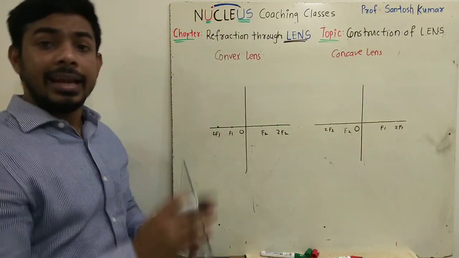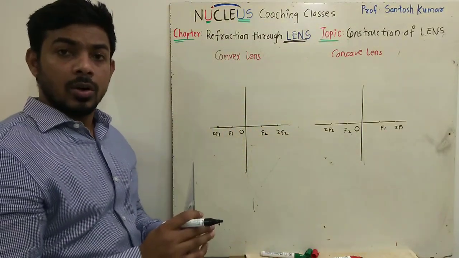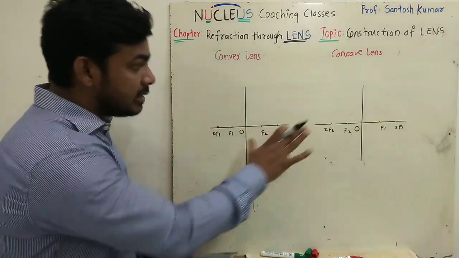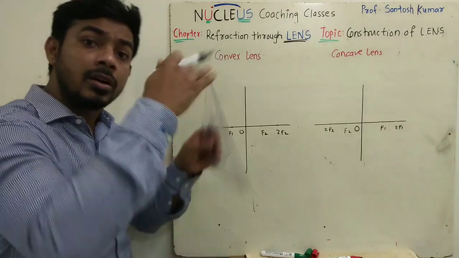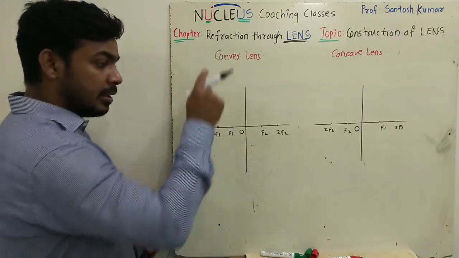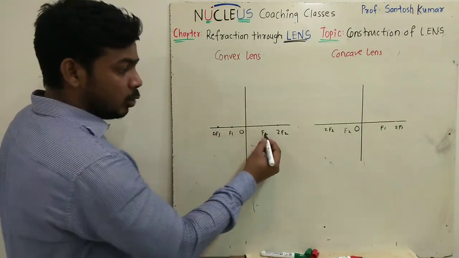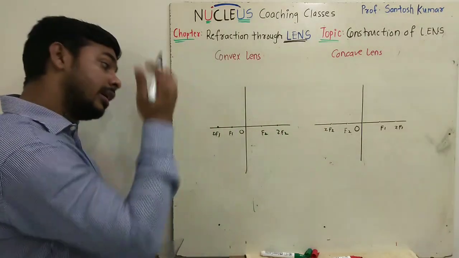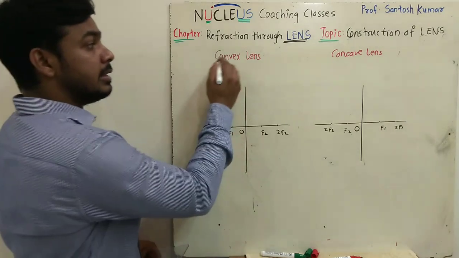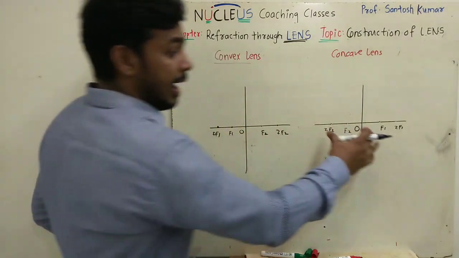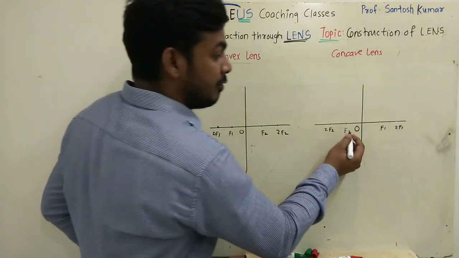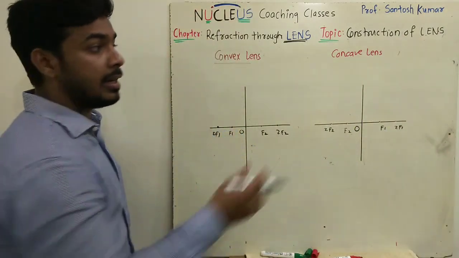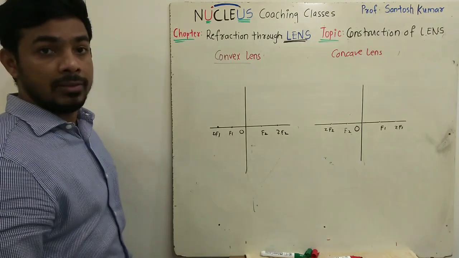Remember, any construction of image of an object can be done with this ray diagram without drawing the curved surface. That means if on this diagram you mark F2 and 2F2 on the right side and F1 and 2F1 on the left side, it will be considered a convex lens. And if you mark F2 and 2F2 on the left side and F1 and 2F1 on the right side, it will be considered a concave lens.